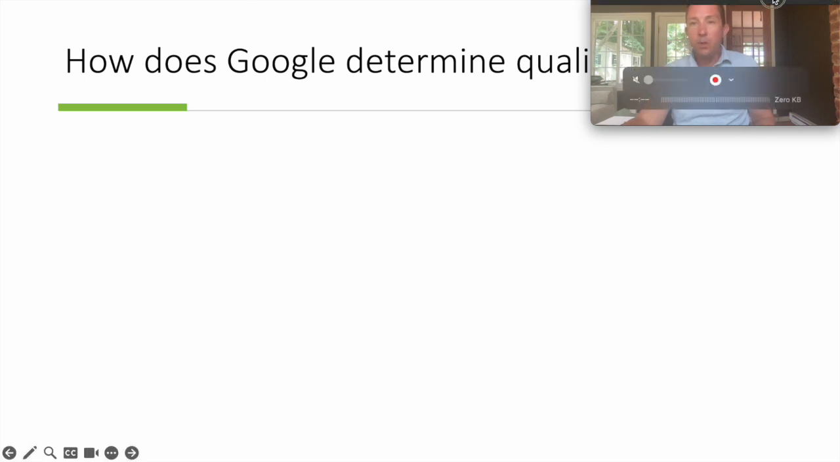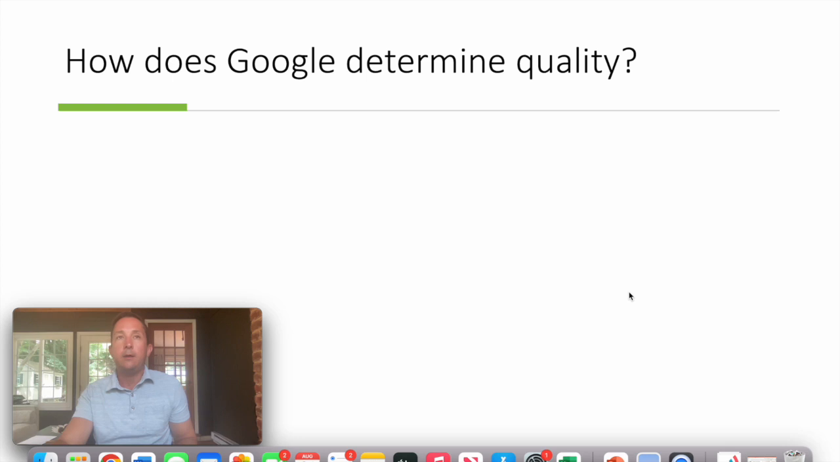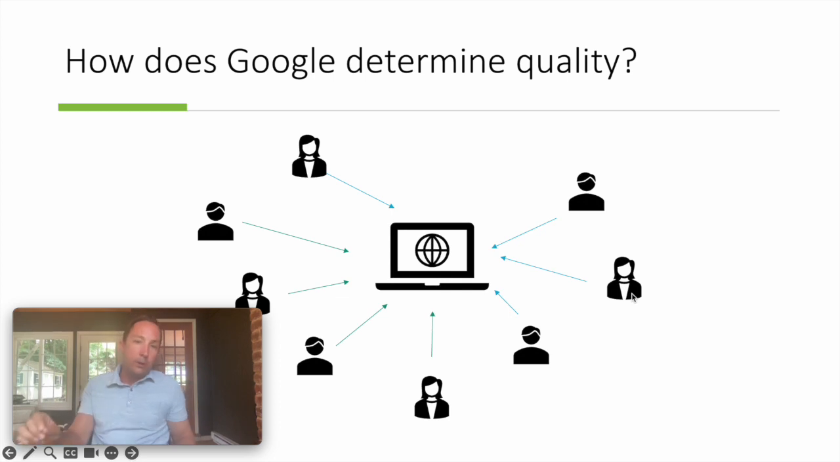So I'll move this down a little bit, but how does Google determine quality, right? How do they know that one page is better than the other? We talked about a multitude of factors, but one of the really key factors is this concept of backlinks or links to your website. So in this example, this piece in the center here, this is your website, and these are other website owners.